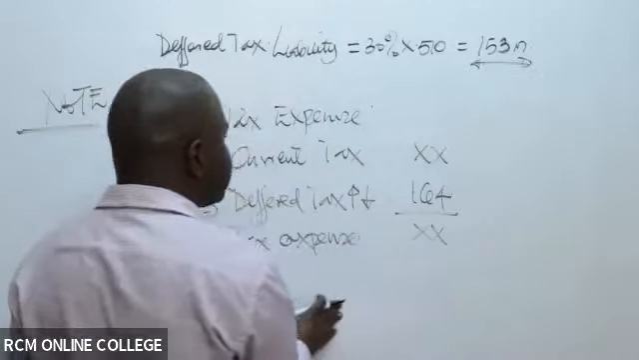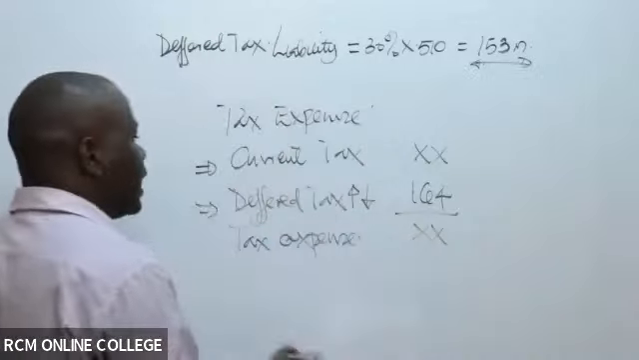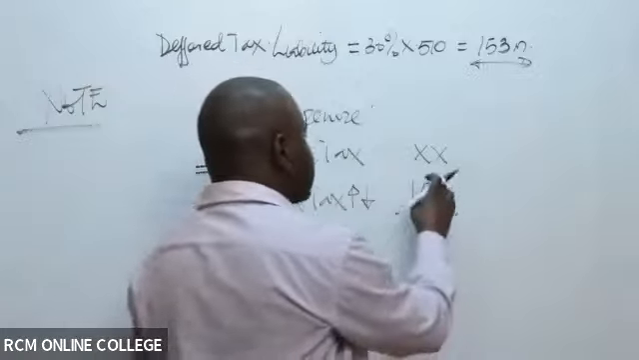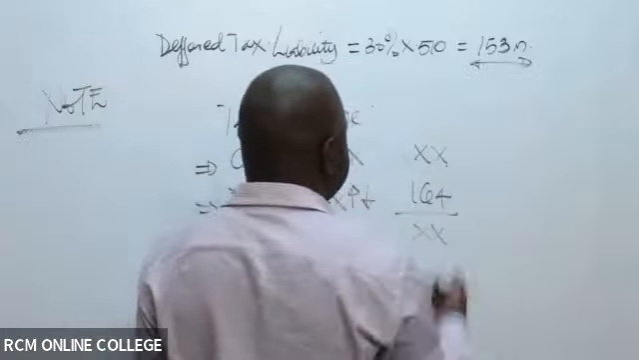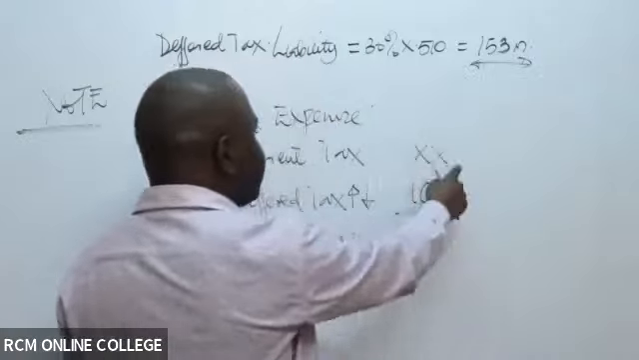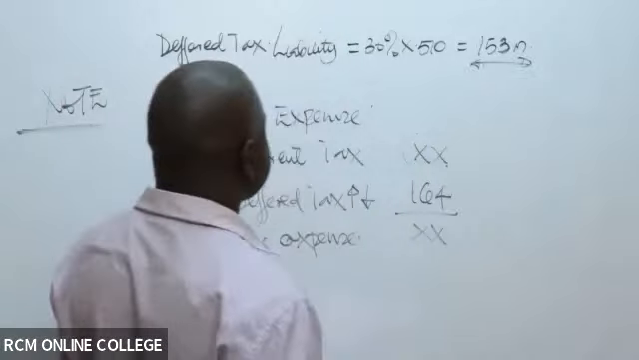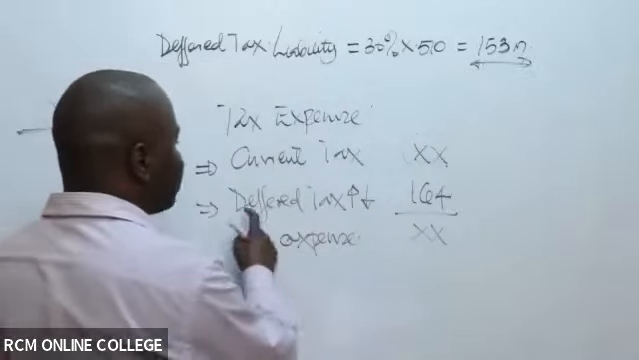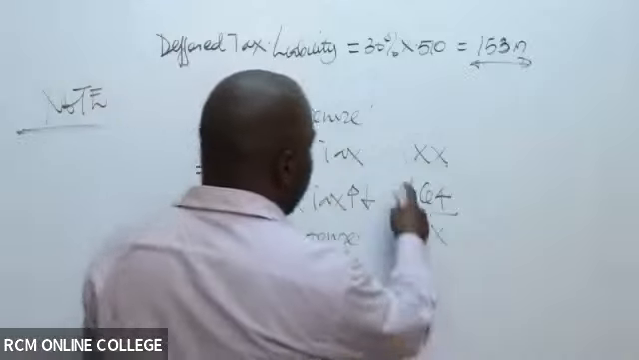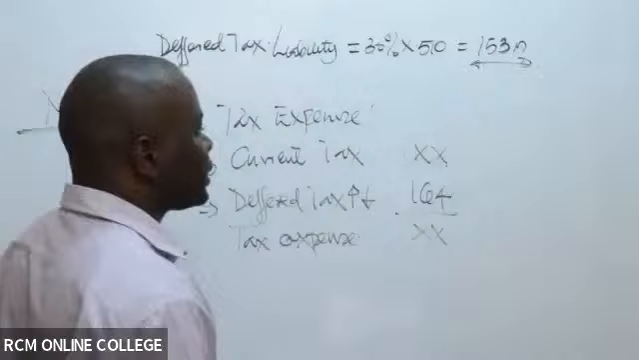But if it was an expense, you'd sum up the two. Remember, this one will be a negative, so when you add it, it reduces the tax expense. But if it ended up being a deferred tax expense, you'll add up the two, and of course, it will increase the tax expense.